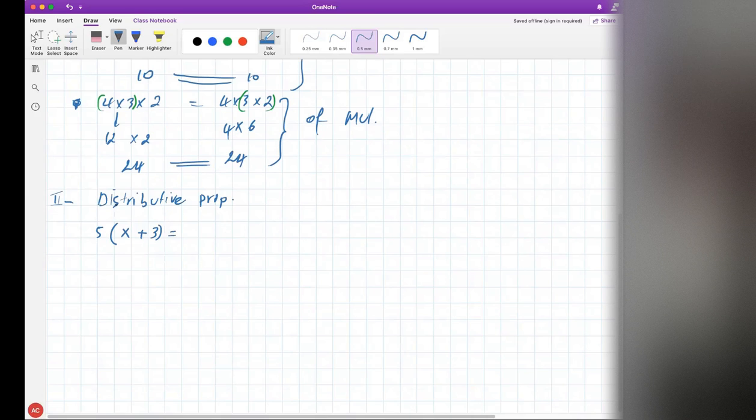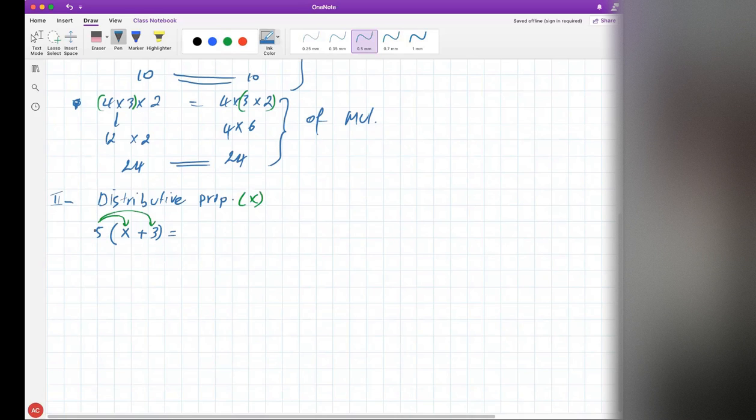Okay, so this basically means to multiply. So this is a multiplication here, and the multiplication is right here. So we distribute what we multiply.